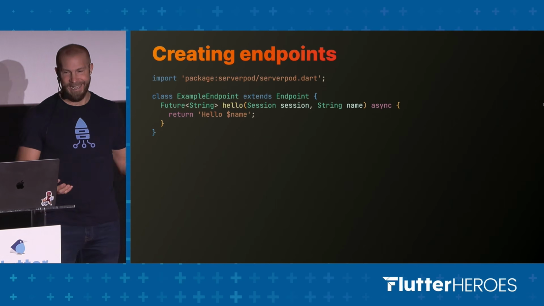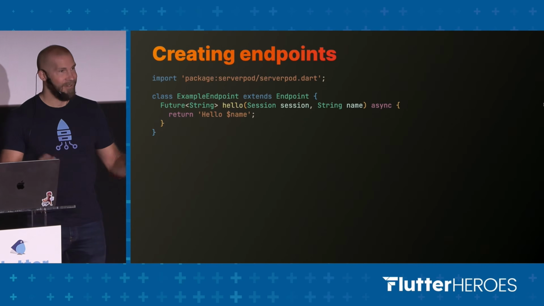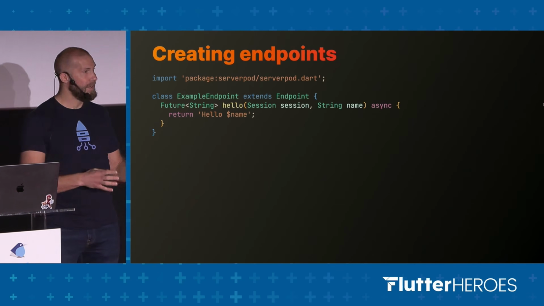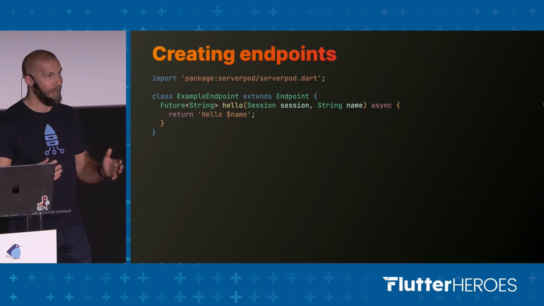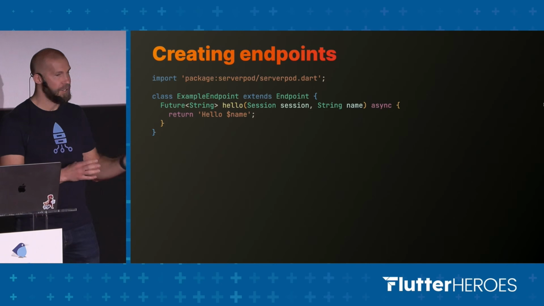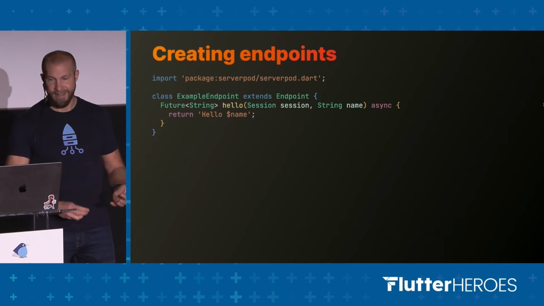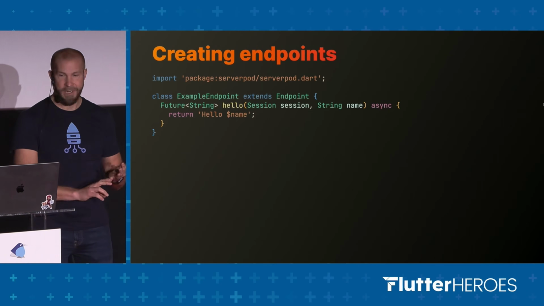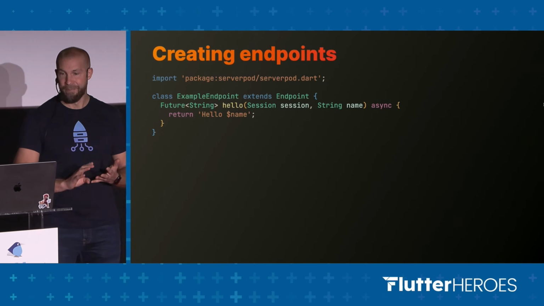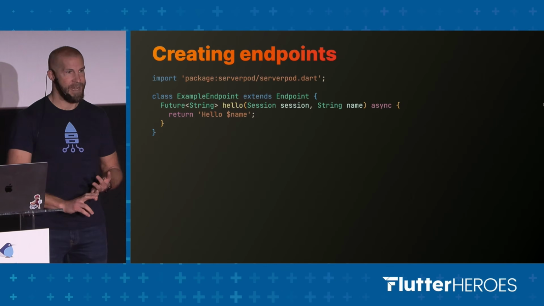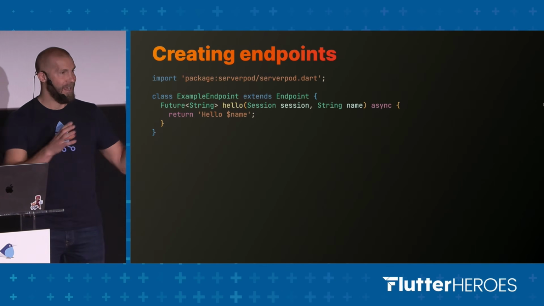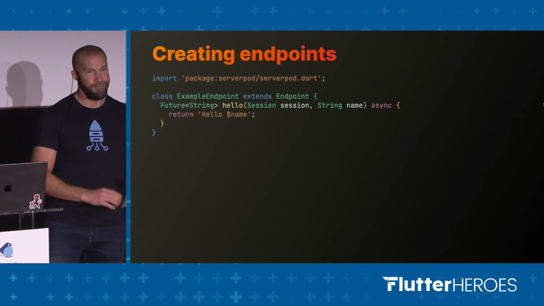So this is an example. This is as easy as it gets, right? We have a class that we call example endpoint. It extends the endpoint. We add a single method that we call hello. It returns a future string, and the first parameter is the session object, and then we have the name, which is also a string. And then we just return hello and whatever string we pass in.